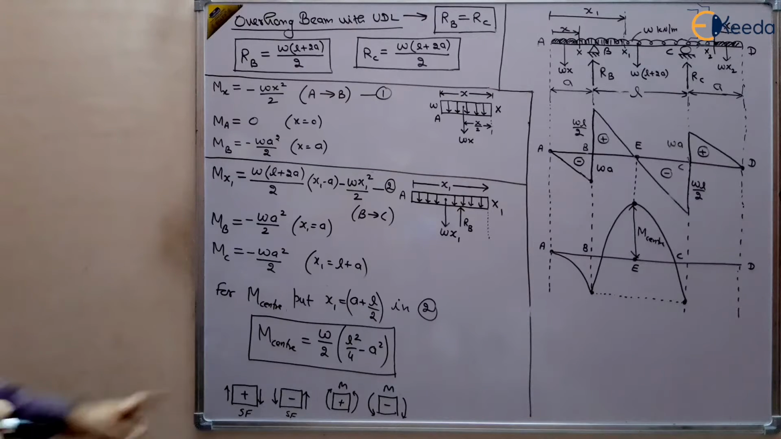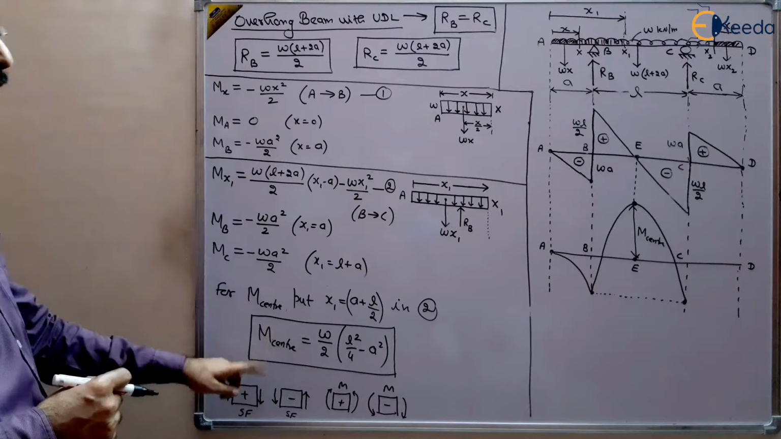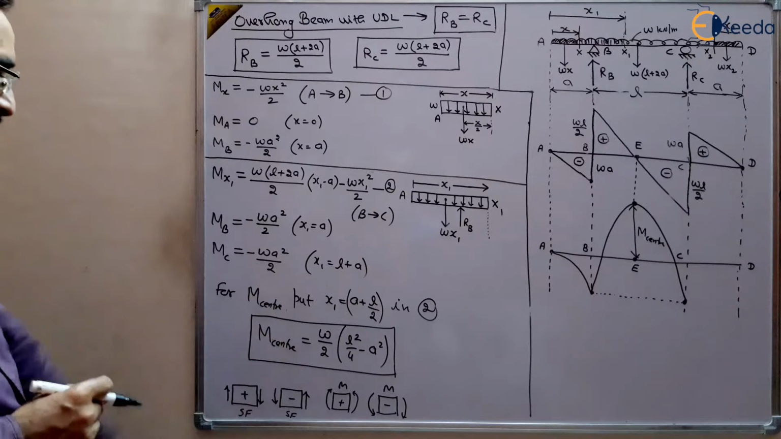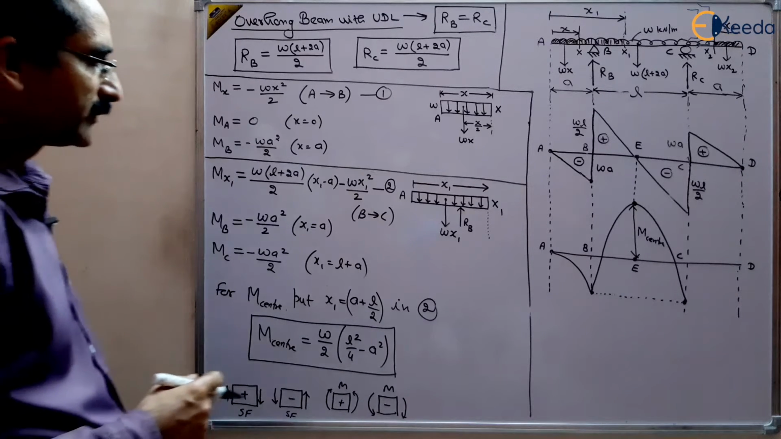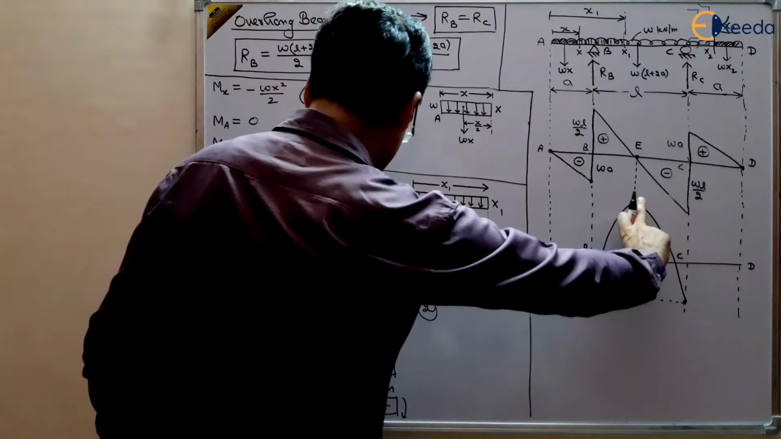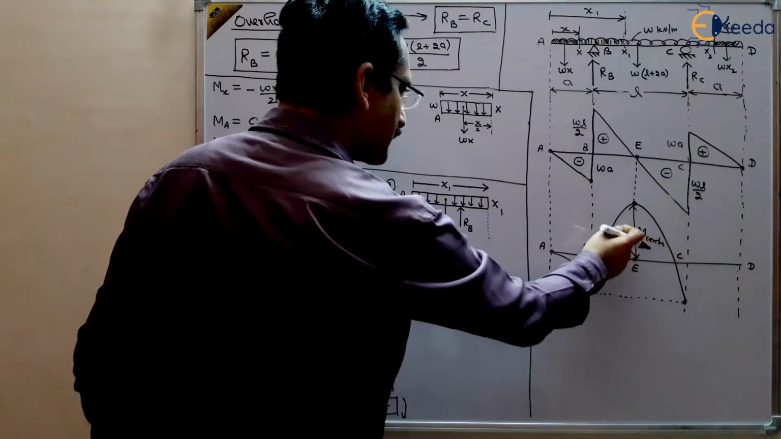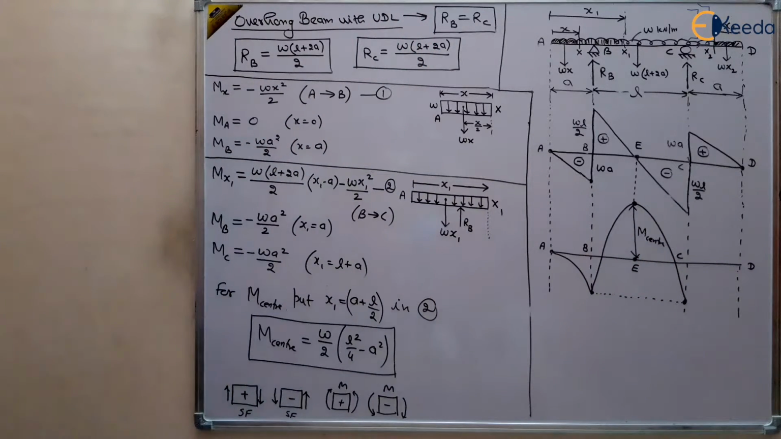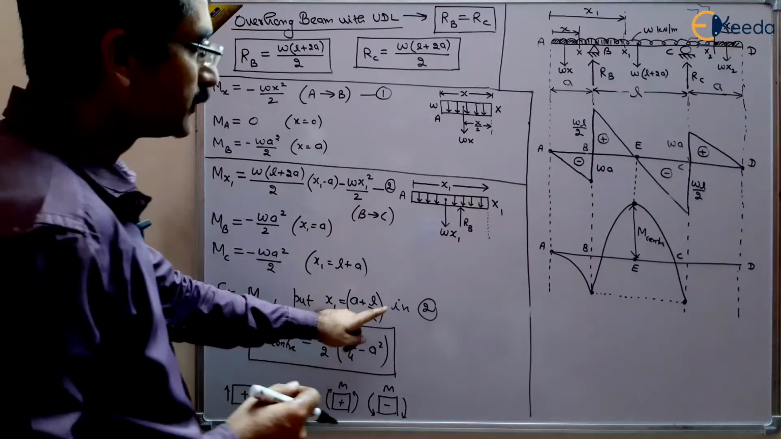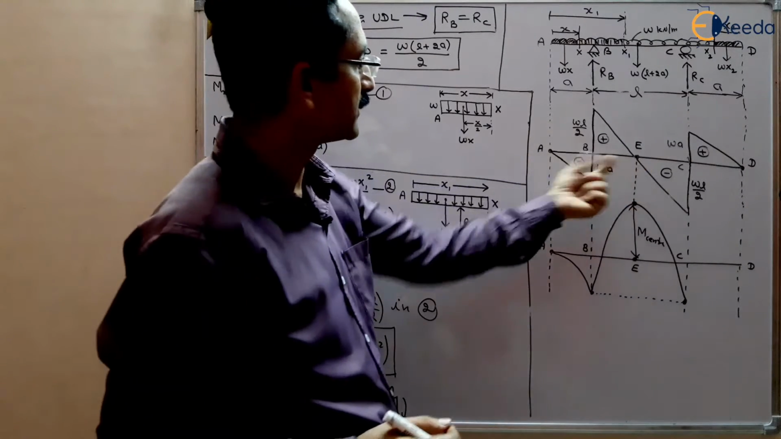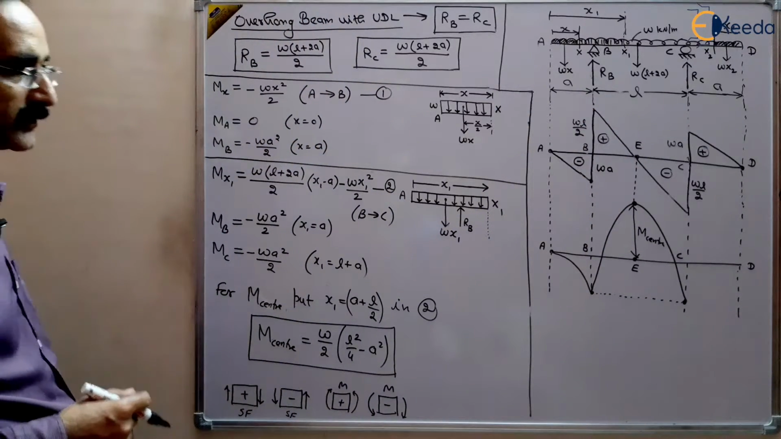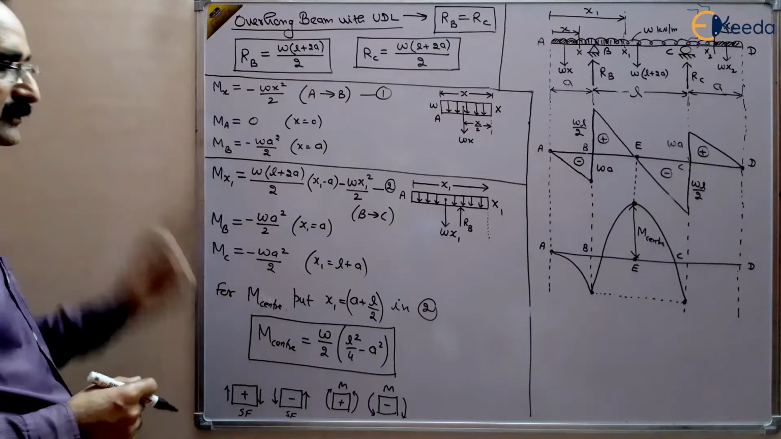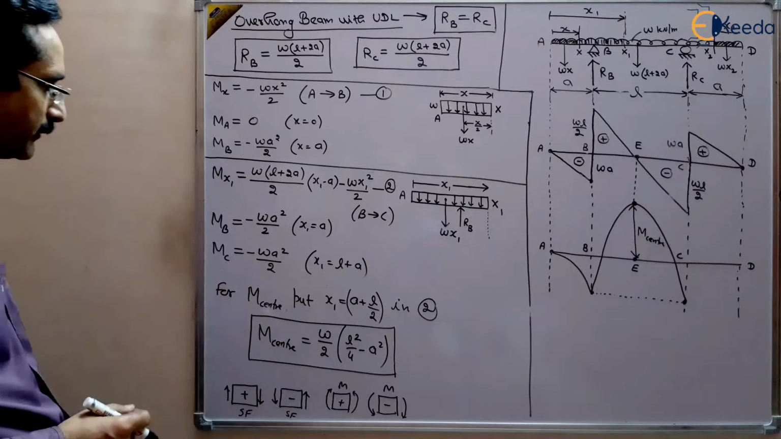You can say it as a maximum, or you can say the value at the center, right? So this value is basically w by 2 into L square by 4 minus A square. By putting x1 is equal to a plus l by 2, the value at the center, you will get this equation. So you have got the maximum value, or the value at the center.